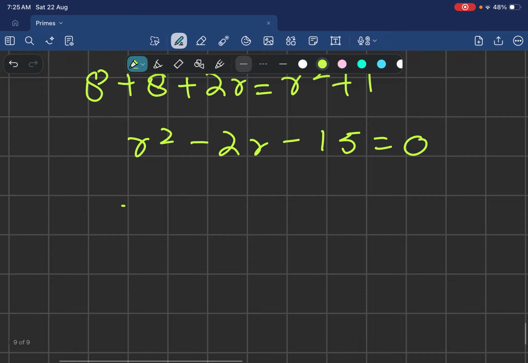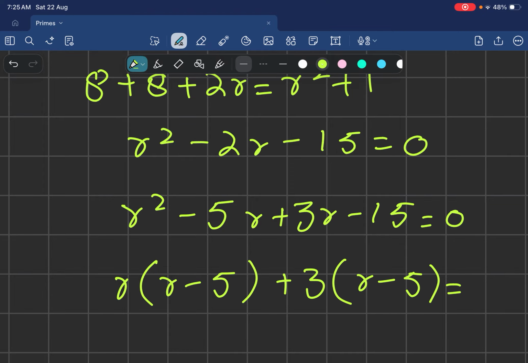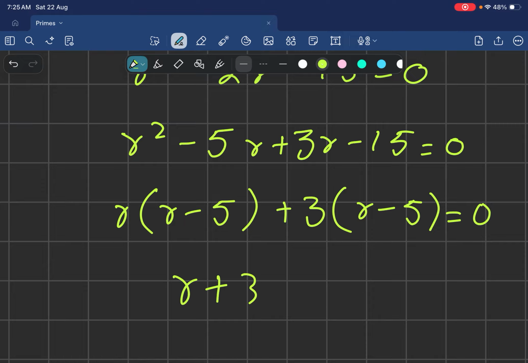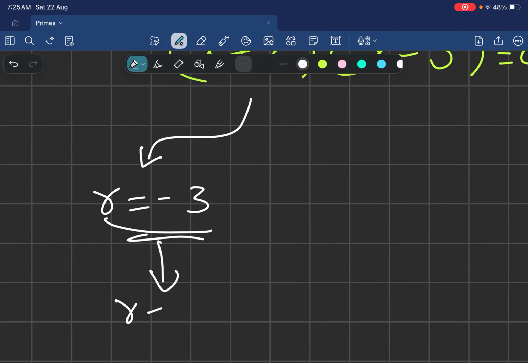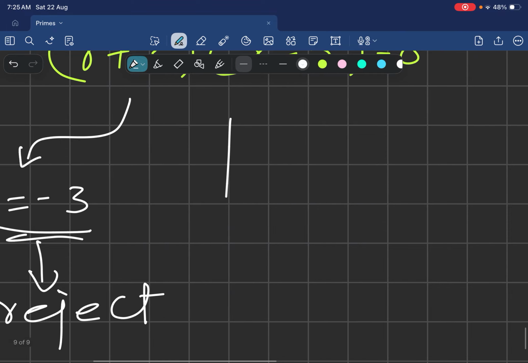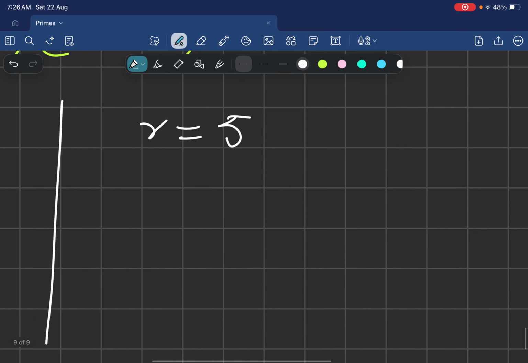Now factorize this quadratic, pretty easy. I'll get 5r plus 3r minus 15 is equal to 0. Take r common: r minus 5 plus 3 times r minus 5 is equal to 0. Okay, from here I can get the true value of r. Remember that r is a prime, so I get r equals minus 3. Is minus 3 a prime? No, therefore reject this value. The other value that I get is r is equal to 5. Is r a prime? Yes, absolutely.